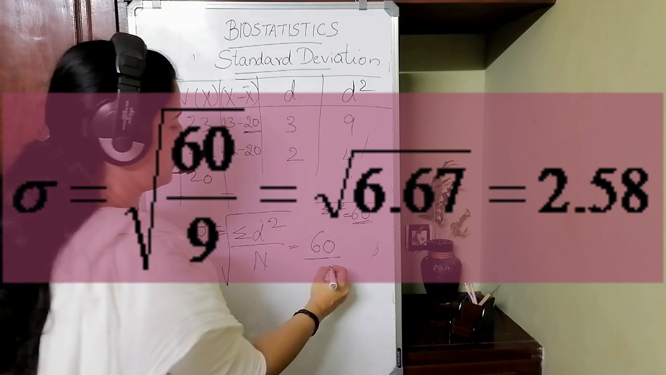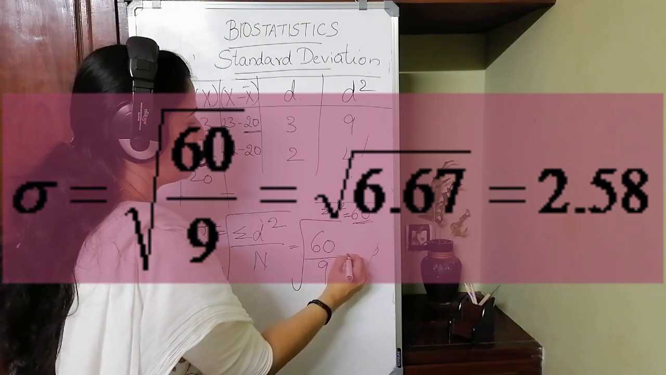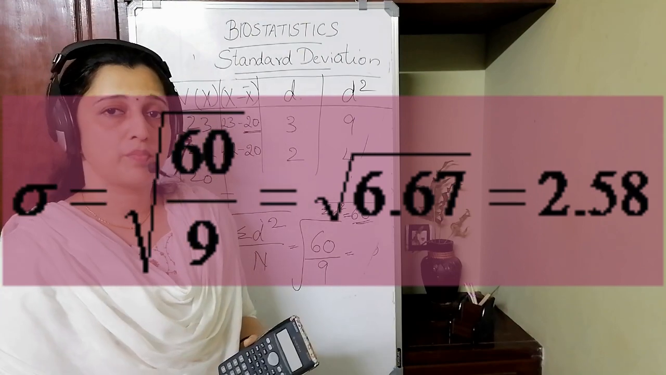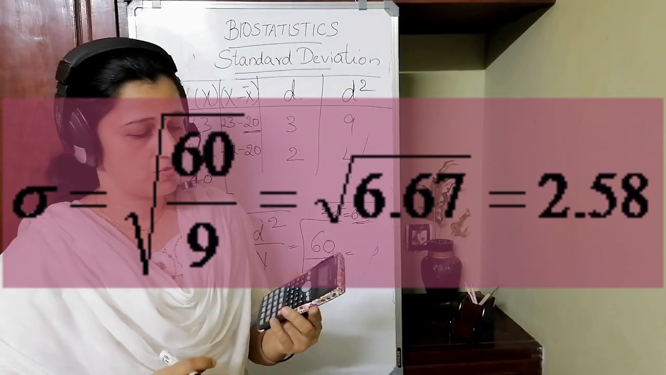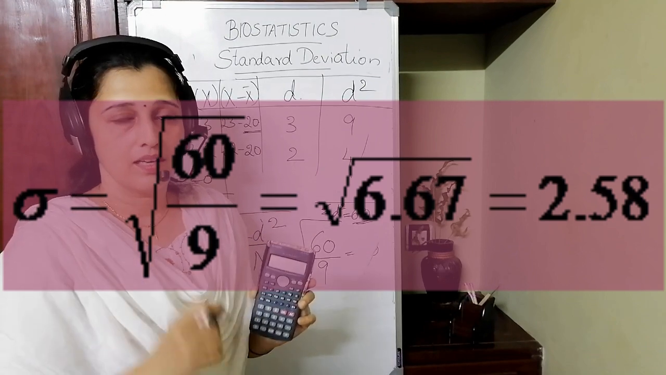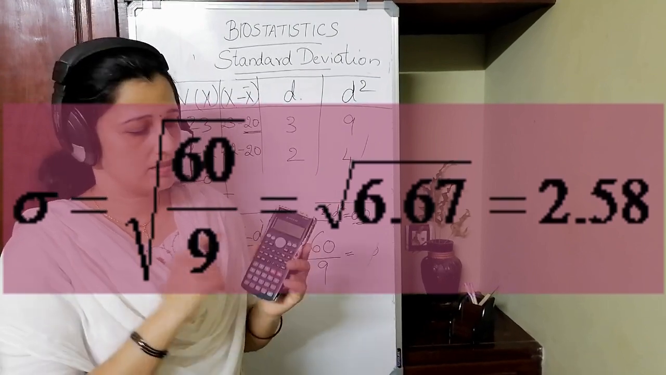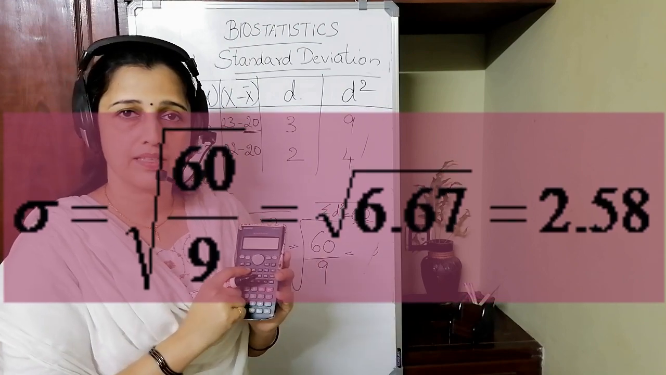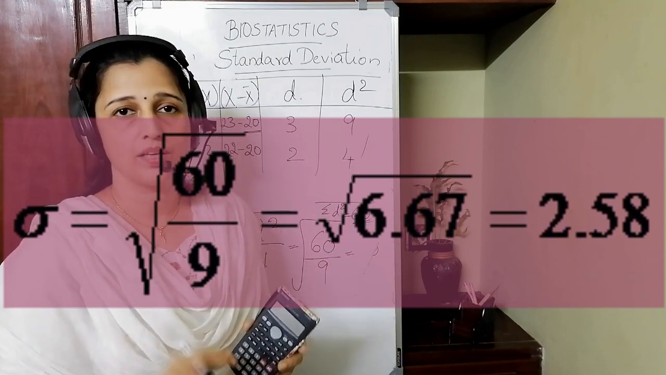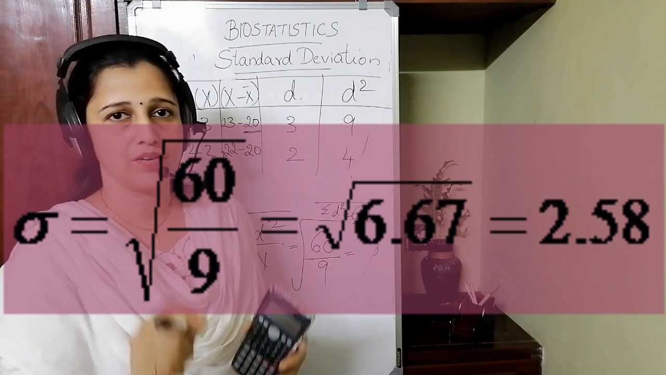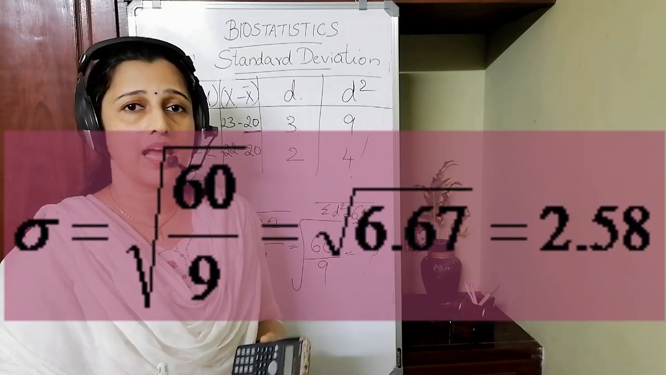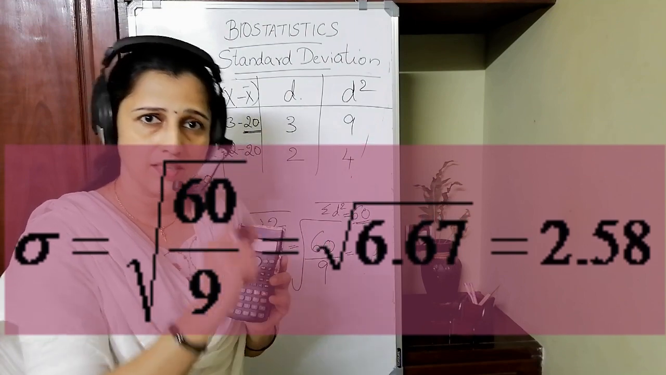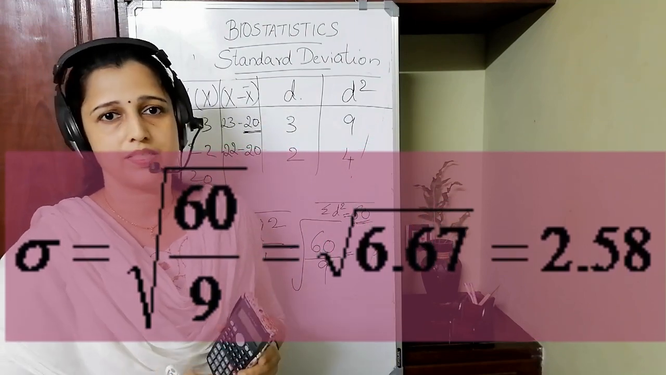N is 9. Then take the square root. Because this tutorial is meant for biology students, while calculating the square root you can use a scientific calculator. First press the square root symbol on the calculator, then put the value. For example, if you want to calculate the square root of 4, press the square root symbol, then put 4 and equal to, which gives the answer.